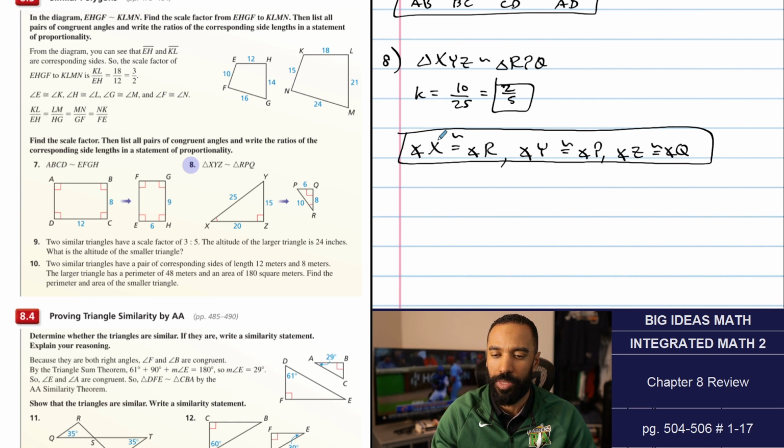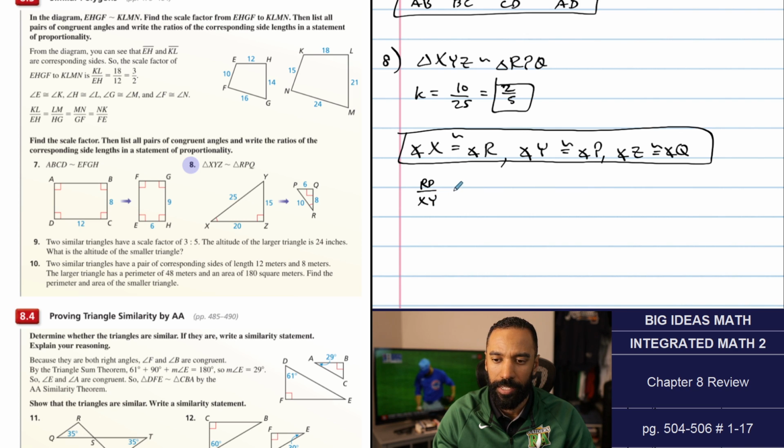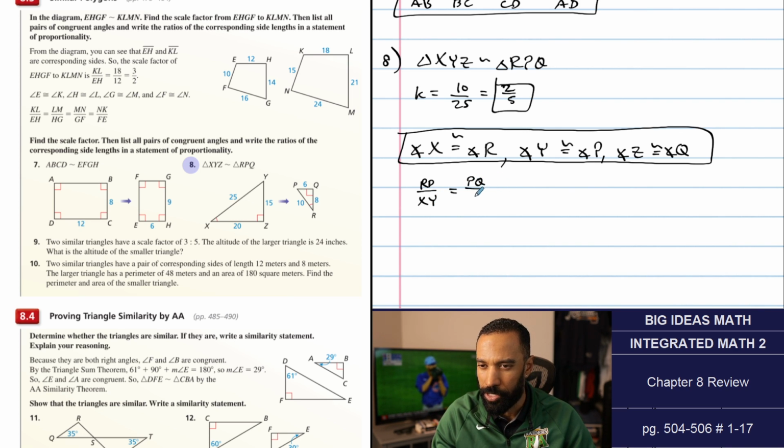Let's now go to the corresponding and proportional sides. I did the hypotenuses. If I divide RP by XY, I should get the same thing as PQ over, let's look at the letters, over YZ, which is the same as RQ over XZ.